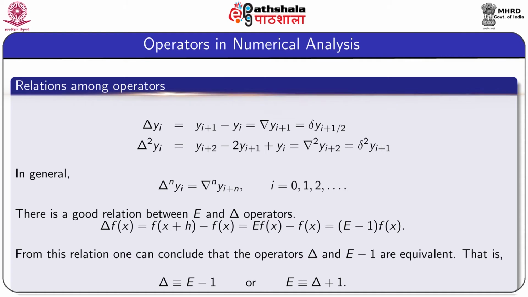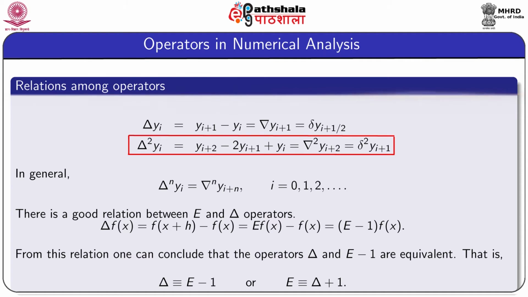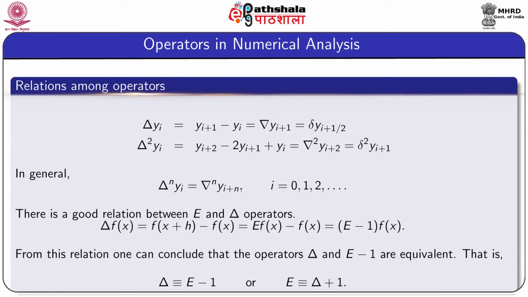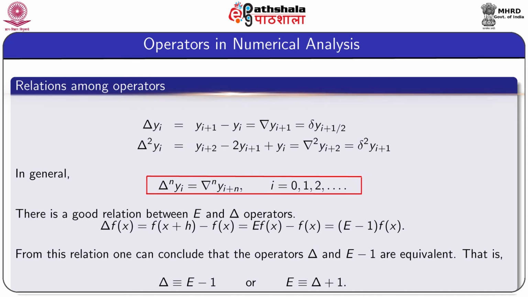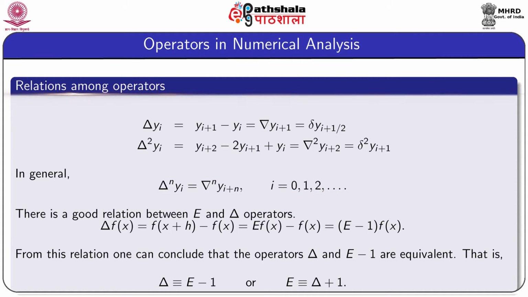Similarly, for the second order difference, Delta^2 y_i equals y_(i+2) minus 2 y_(i+1) plus y_i, which equals nabla^2 y_(i+2), which equals small delta^2 y_(i+1). In general, we can show that Delta^n y_i equals nabla^n y_(i+n), where i equals integers, say 0, 1, 2 and so on.